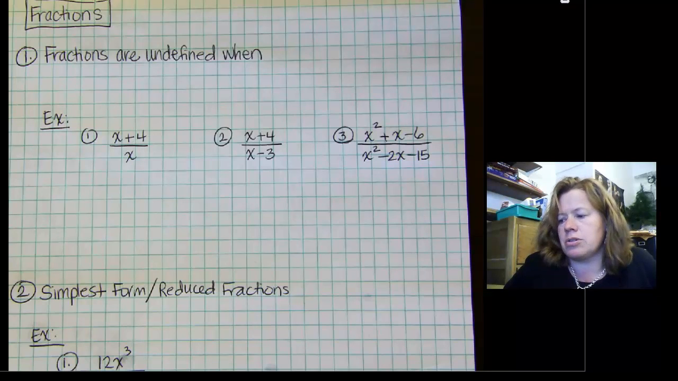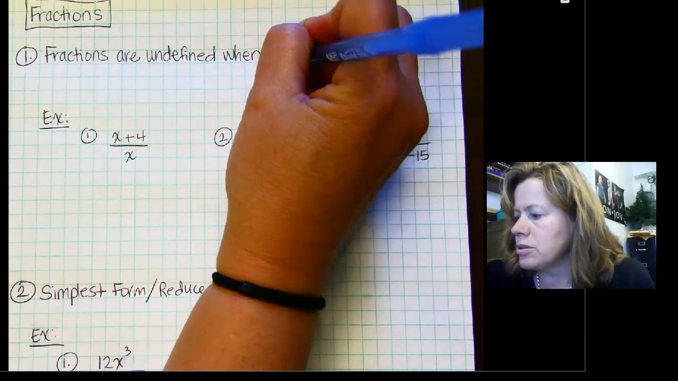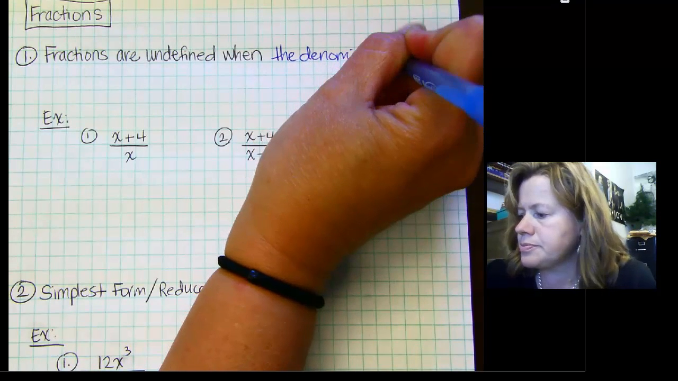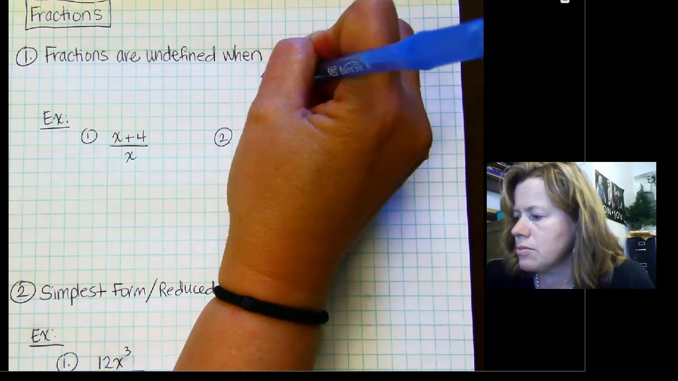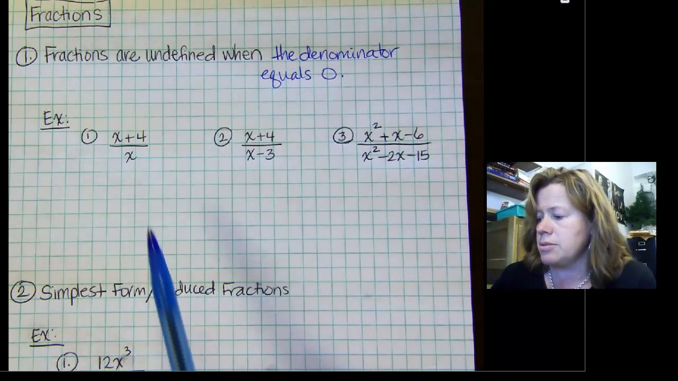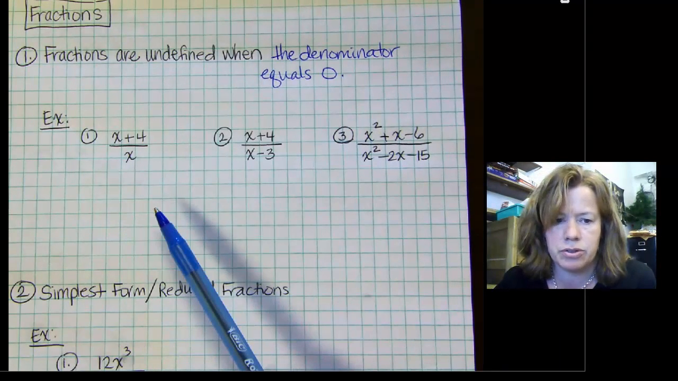Okay, so the first thing we're going to talk about today is what makes a fraction undefined. Well, fractions are undefined when the denominator, which is the bottom, equals 0. You can never divide by 0. So if I look at these examples, I don't care at all about the top because I'm wondering what makes each of these fractions undefined.